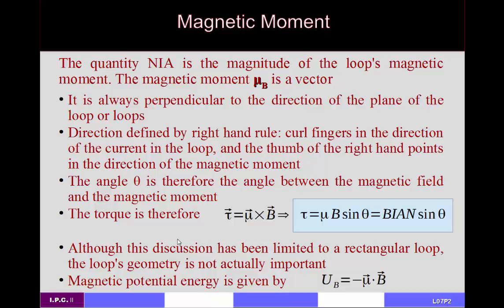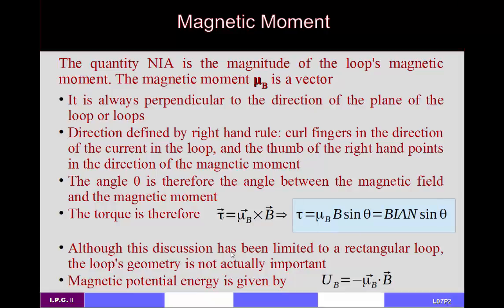So what that means is that the angle theta is actually the angle between the magnetic field and the magnetic moment, and therefore the torque is actually given by the magnetic moment crossed with the magnetic field. And so torque is magnetic moment times magnetic field strength times the sine of the angle between them.